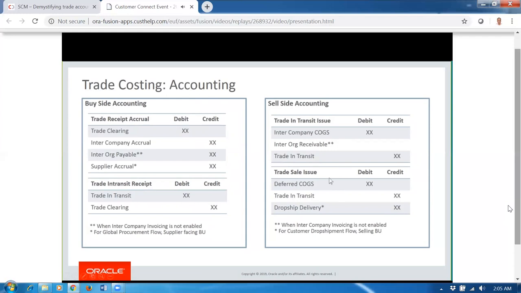And the trade sale issue is when you see the cost getting recorded, followed by a trade in transit or dropship level. So the trade in transit is when you do an intercompany or internal dropshipment flow, and a dropship delivery is when the business flow is given by the customer dropshipment.